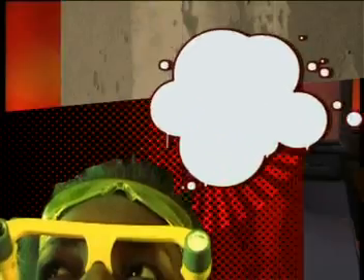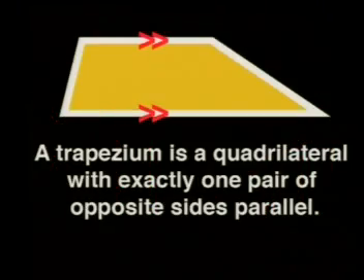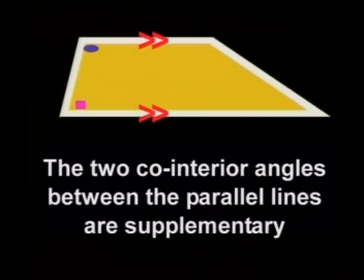Let's recap what we've learned so far about trapeziums. A trapezium is a quadrilateral with only one pair of opposite sides parallel, and the two co-interior angles between the parallel lines are supplementary, or add up to 180 degrees. And that's all. Easy, hey? But there's a special kind of trapezium which we need to look at.